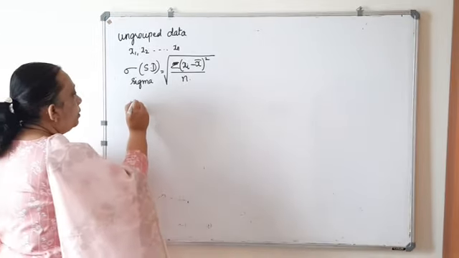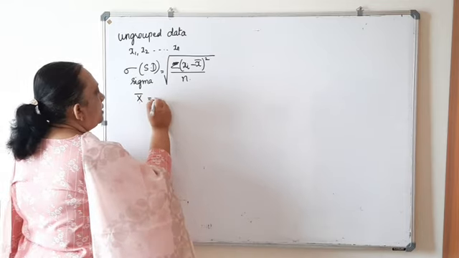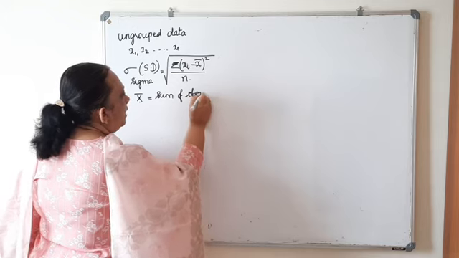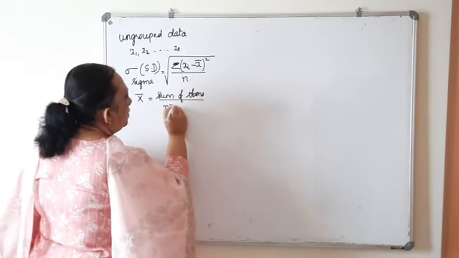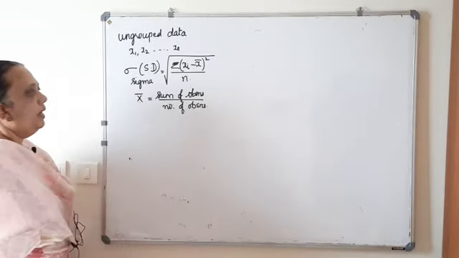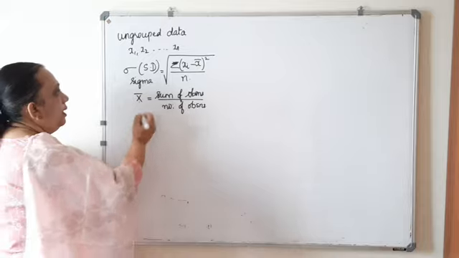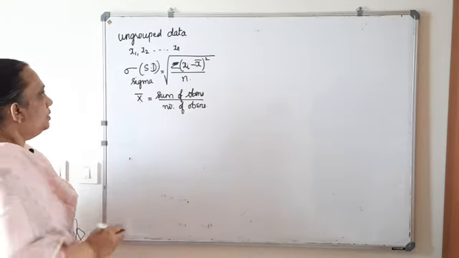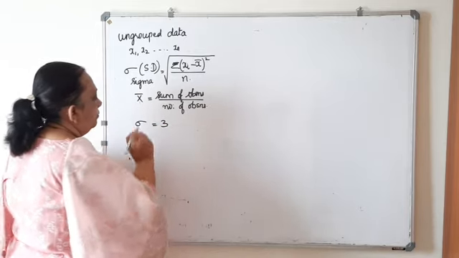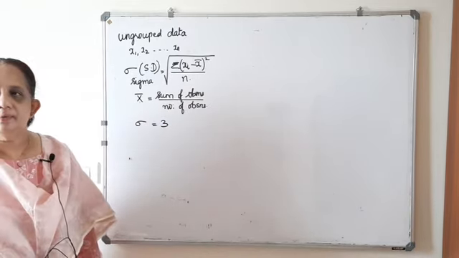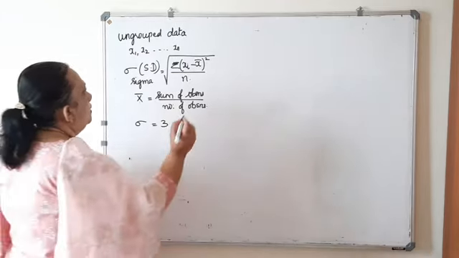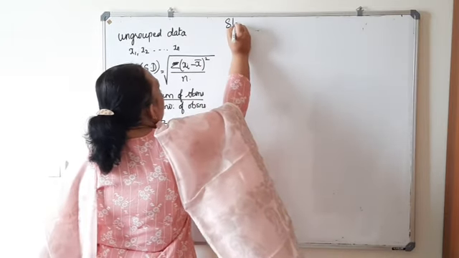And x bar, how do you find out? It is our mean, that is equal to sum of observations divided by number of observations, and n is the number of observations. So suppose when you calculate sigma, you are getting it is equal to 3. After calculation, you are getting sigma is equal to 3. From standard deviation, you can calculate. So this is standard deviation.